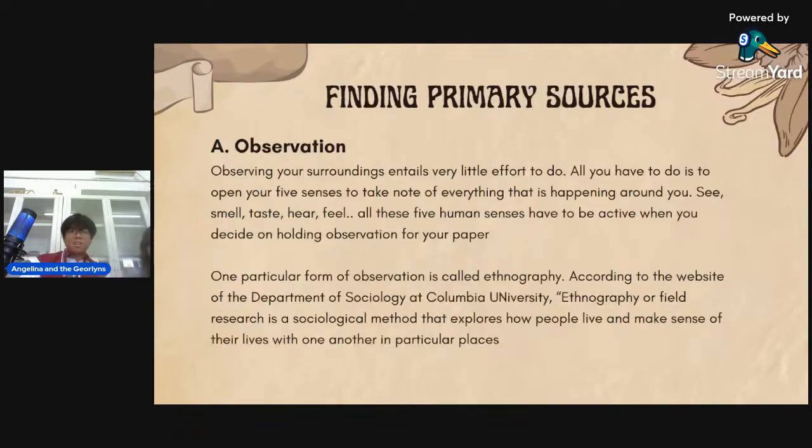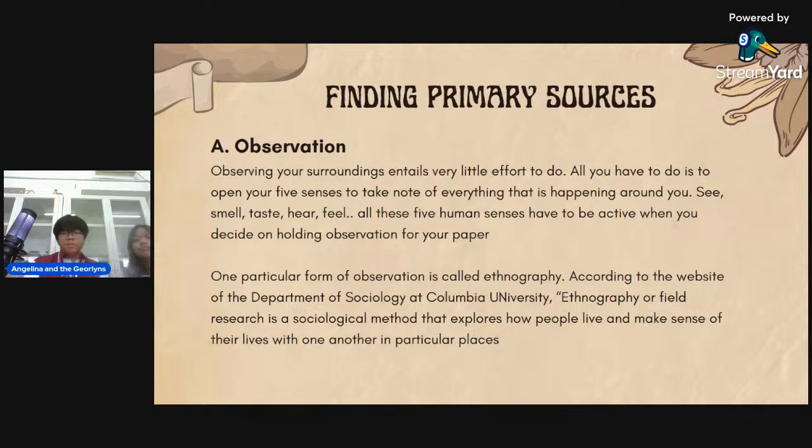Yes. So finding primary sources, observation. So in observation, observing your surroundings entails very little effort to do. All you have to do is to open up your five senses to take note of everything that is happening around you. See, smell, taste, hear, feel. All these five human senses have to be active when you decide on holding observation for your paper.